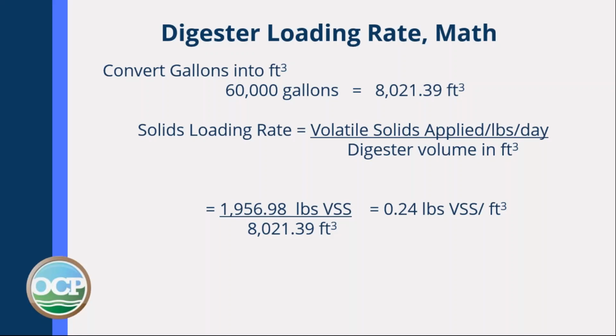Now we can solve the equation. The volatile solids applied in pounds per day divided by the digester volume. We had 1,956.98 pounds of volatile suspended solids divided by the digester volume of 8,021.39 cubic feet. And that gives us a digester loading rate of 0.24 pounds of volatile suspended solids per cubic foot.